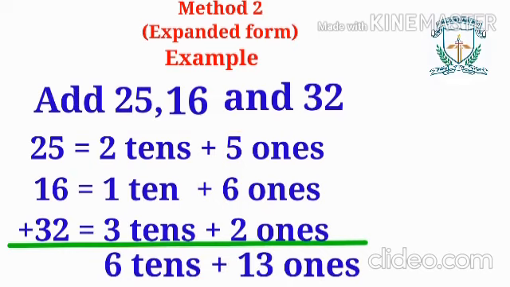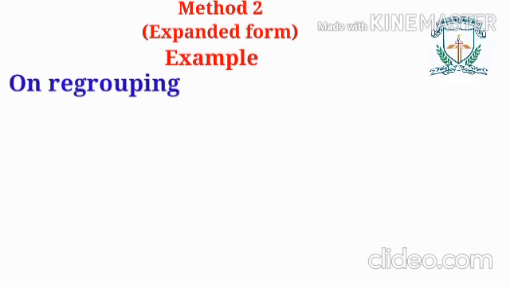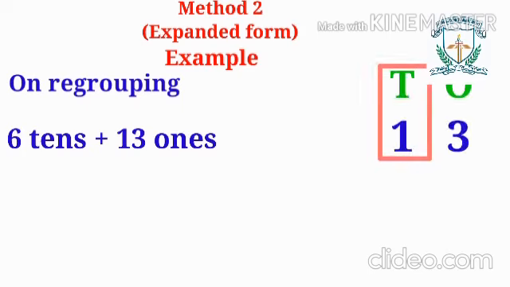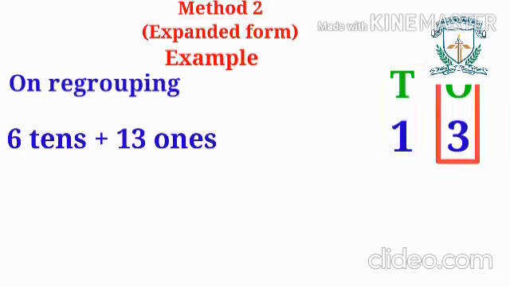Now, we have to regroup this answer. 6 tens plus 13 ones means we have to add 6 tens and 1, because in 13 the digit 1 will be in tens place and 3 will be in ones place.